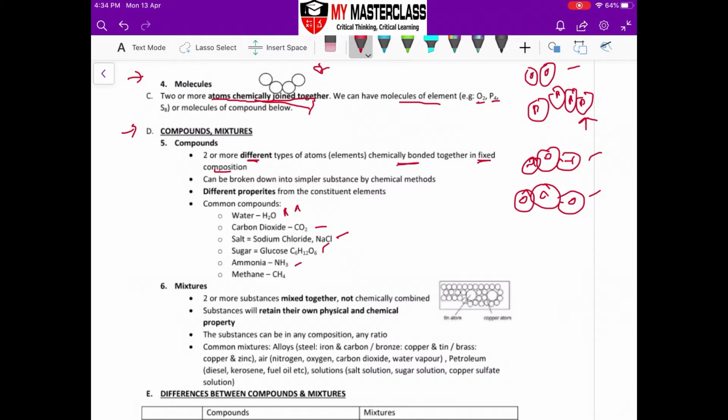Ammonia, it is 1 nitrogen atom chemically joined to 3 hydrogen atoms. Methane, 1 carbon atom chemically joined to 4 hydrogen atoms. Okay, all these formulas of the compounds over here, this is very, very good for us to know, because this is like foundation to all your upper sec topics and you will be dealing with them a lot moving forward.